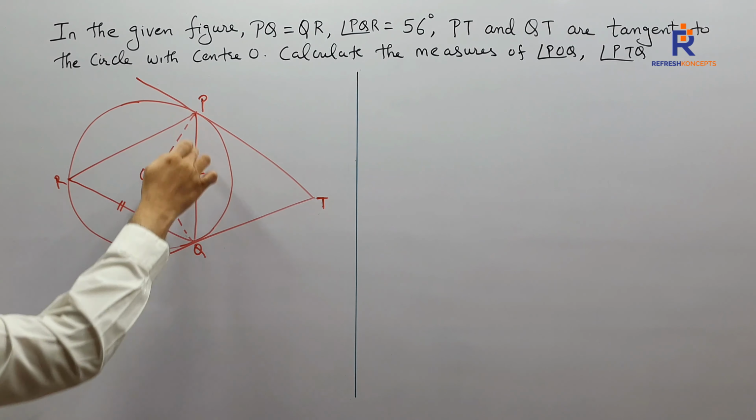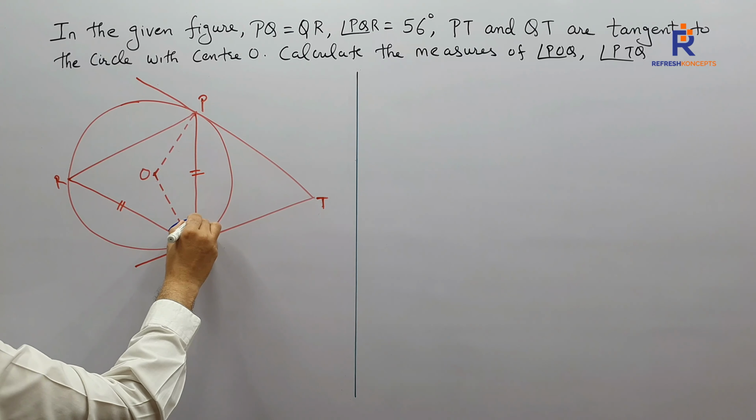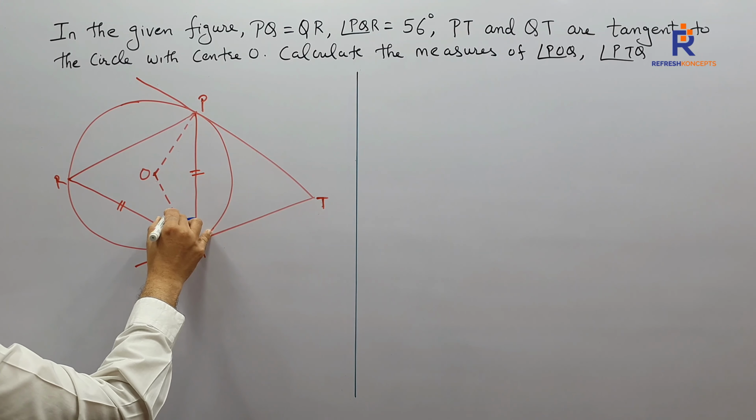Okay, so measure of angle PQR. Let me jot it down with a different marker. This is PQR, mind you, the entire angle is 56. What next?